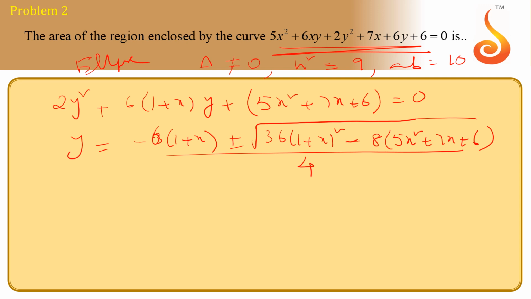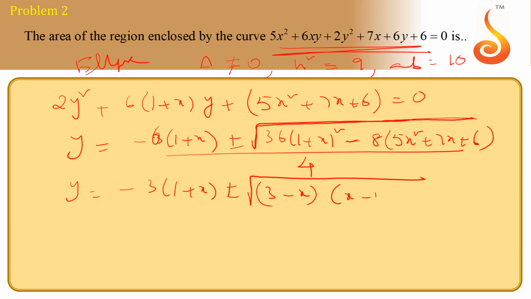Now if we expand the discriminant, like 36 plus 36x² plus 72x minus 40x², and simplify and take 2 common, we get minus 3 times (1 plus x) plus or minus the square root of something. Here you can take 4 common, 2 outside, and the 2 cancels. From the remaining, if you factorize, you will get (3 minus x) into (x minus 1). You can check it. So very clearly you will get a restriction for x.